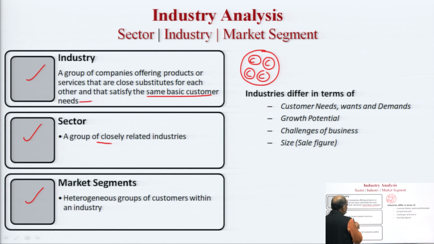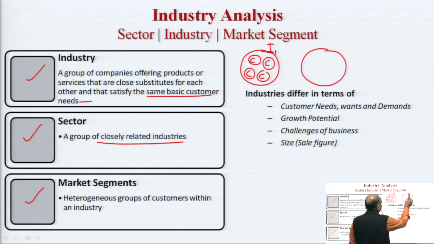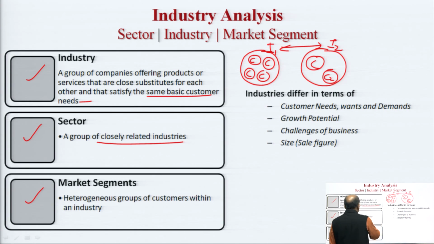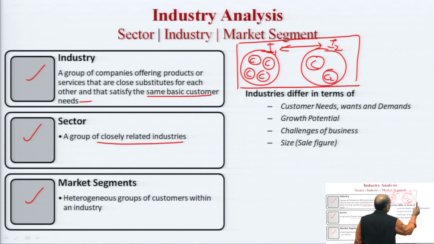A sector is a group of closely related industries, which means that if I consider this circle as industry 1 and there is another industry, I2, wherein there are other companies like these, and if these two industries are closely related, which means that the product of one industry is somewhere being utilized by the other industry, this is how they could be closely related. So if I club these two industries together, what I will have is the sector.